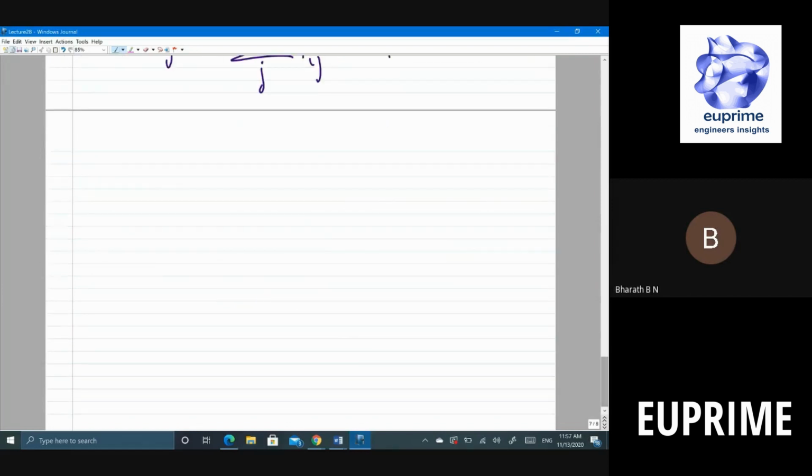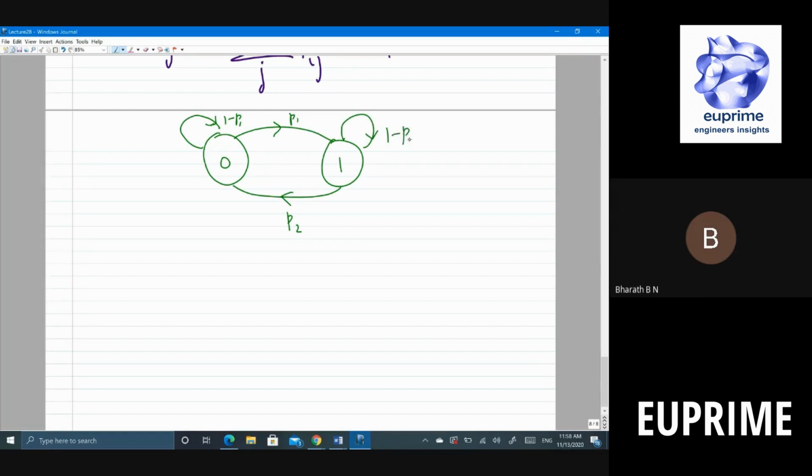From now onwards, I'm going to write it in this fashion. Okay. So there are only two states, 0 and 1. Let's say there is a frog in the pond. It can either jump out of the pond or stay inside the pond. It's going to jump outside the pond with probability P1. Okay. With probability 1 minus P1, it will stay inside the pond. If it is outside the pond, it can jump back into the pond with probability P2, or it can stay back with probability 1 minus P2.